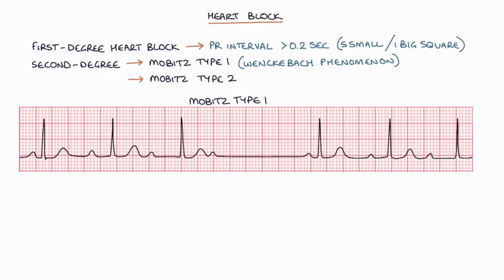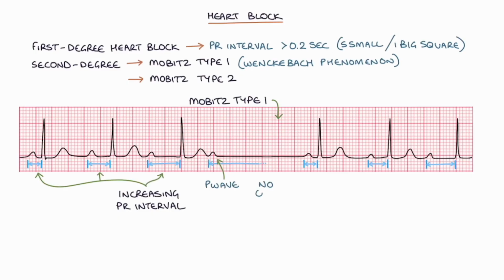Mobitz type 1, or Wenckebach's phenomenon, is where the conduction through the atrioventricular node takes progressively longer until finally it fails, after which it resets and the cycle restarts. So on an ECG, there's an increasing PR interval until a P wave is not followed by a QRS complex. The PR interval then returns to normal and the cycle repeats itself.